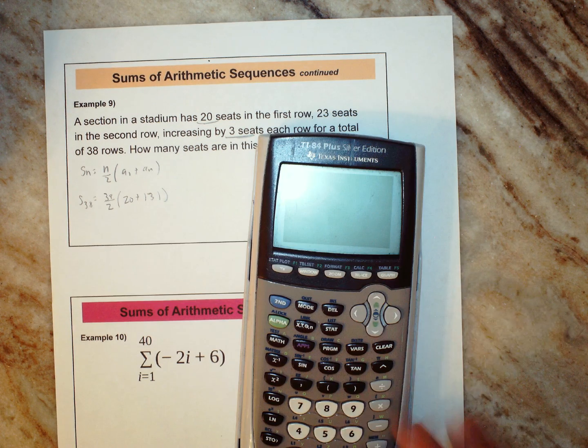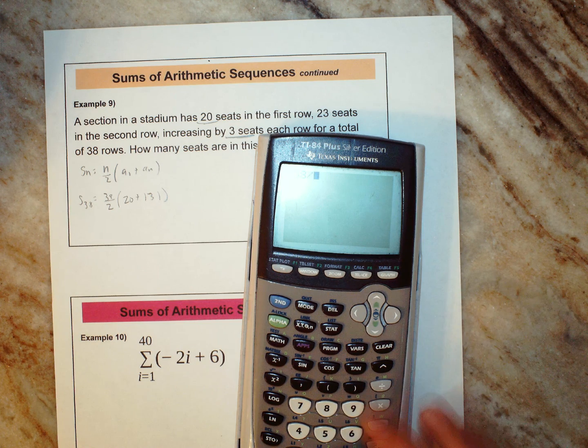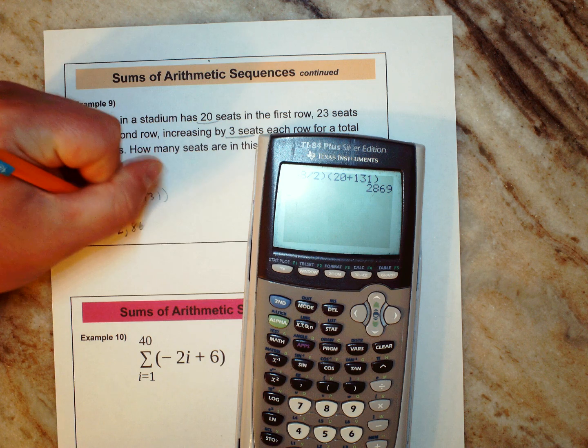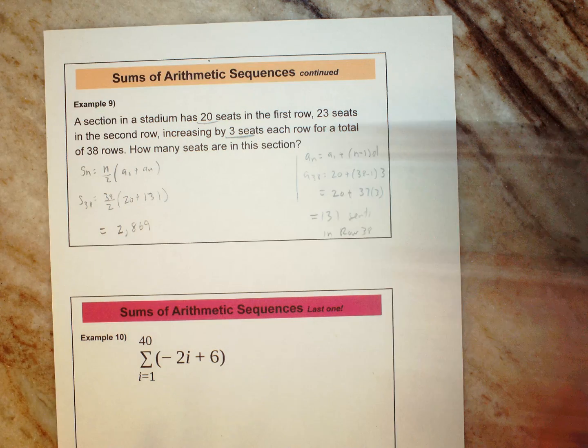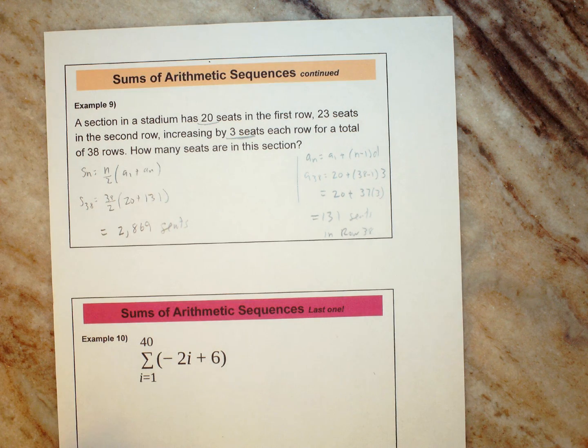So I'm going to have 38 over 2. Oops. Notice I put everything in parentheses just to be sure that it gets done correctly. And I got 2,869. That's how many seats. All right, one more to go. All right, last one here.